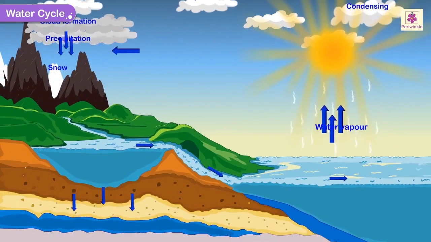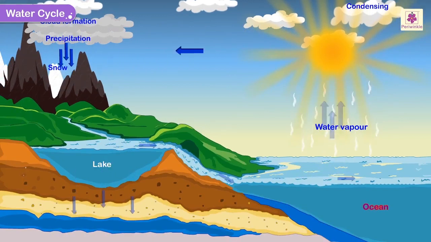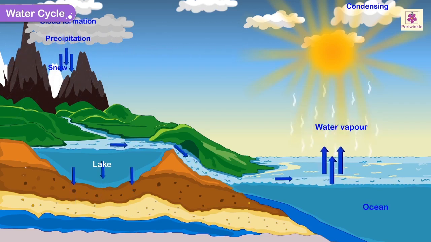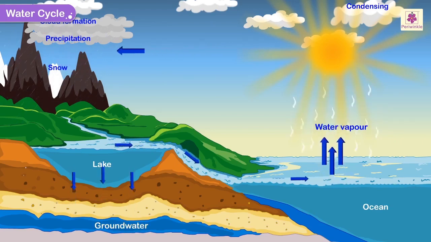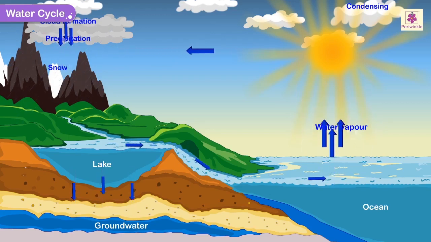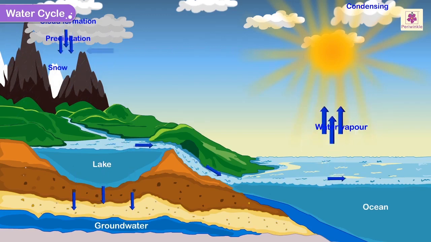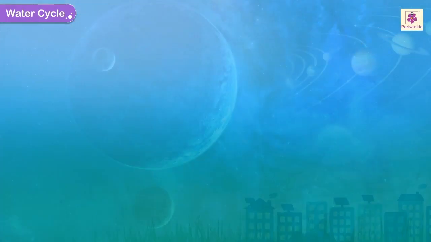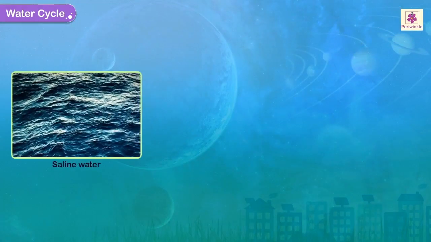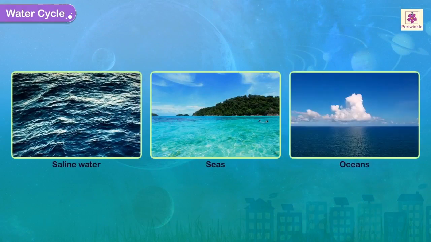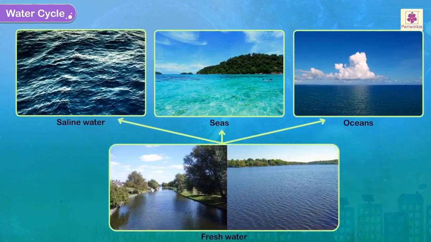On the earth, water flows to rivers, seas, and oceans, while a part of it gets absorbed by the earth and is called groundwater. This whole series of steps is repeated and takes place continuously in nature. This helps to recycle water. Moreover, the saline water from the seas and oceans gets converted to fresh water.